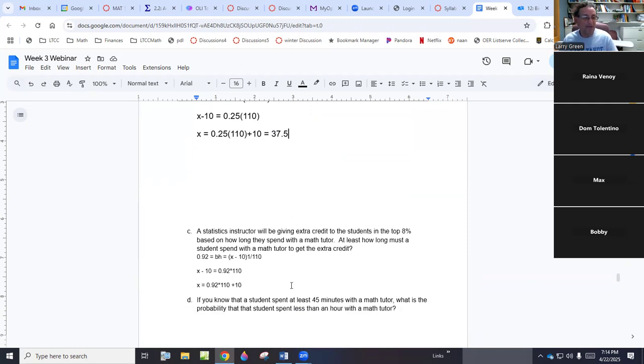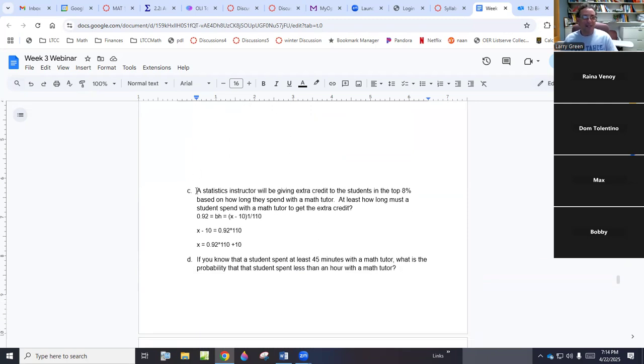Okay, so now let's look at the next example. Let's suppose that a statistics instructor will be giving extra credit to the students in the top 8% based on how long they spend with a math tutor. At least how long must a student spend with a math tutor to get the extra credit?